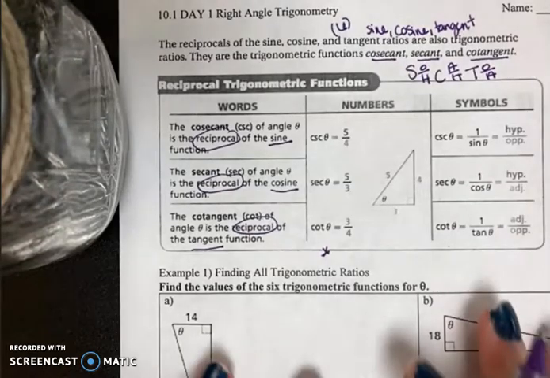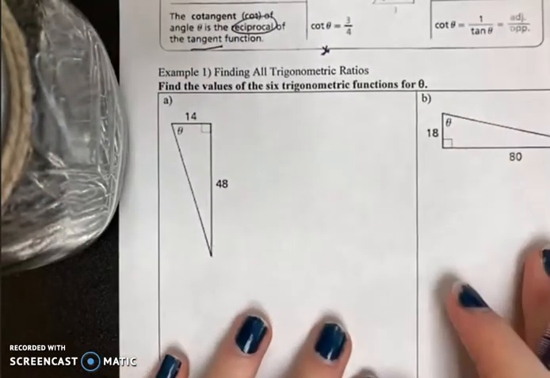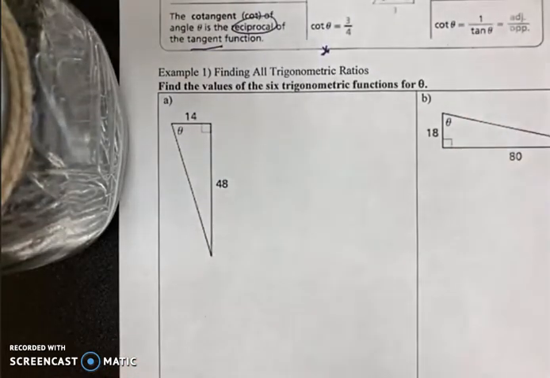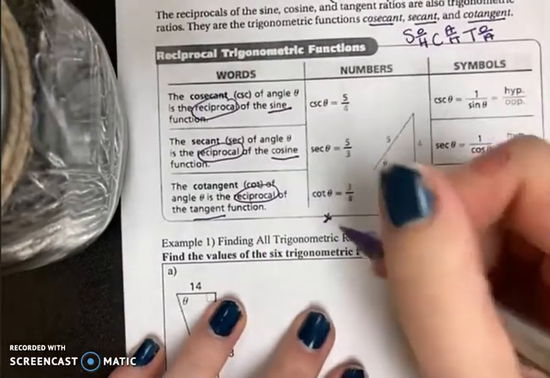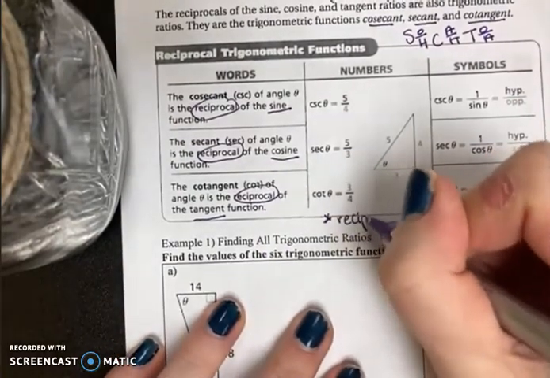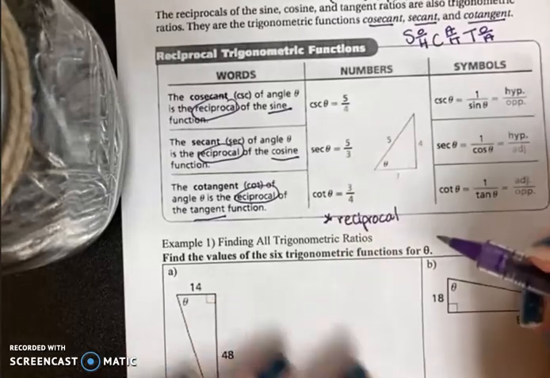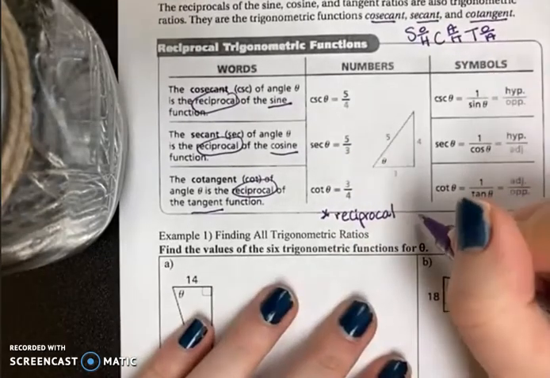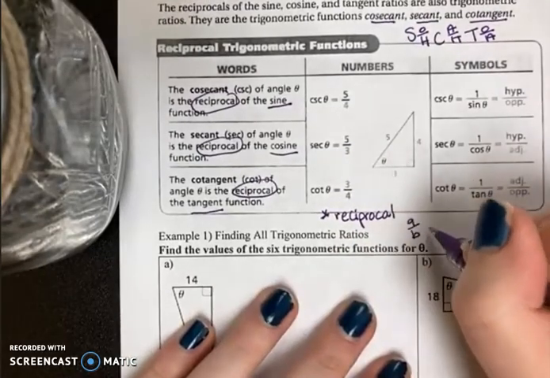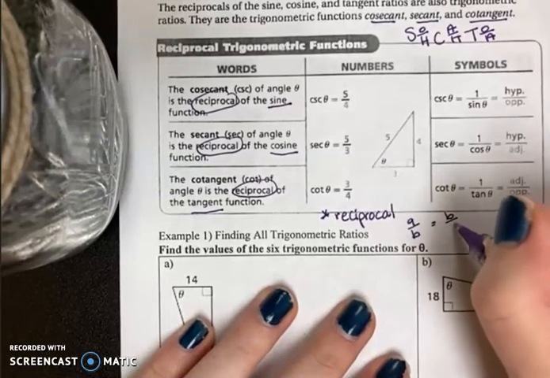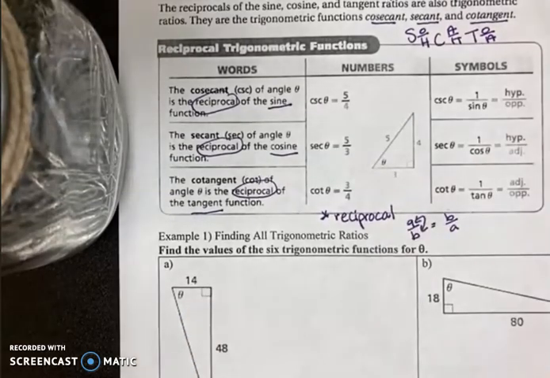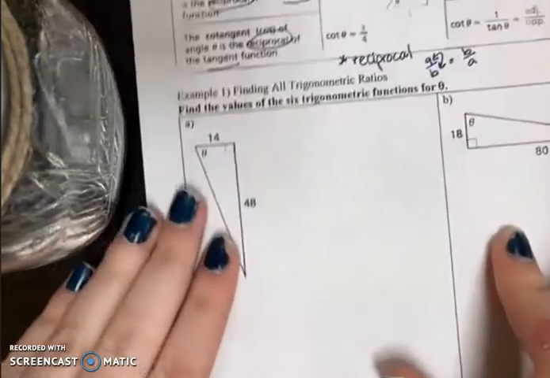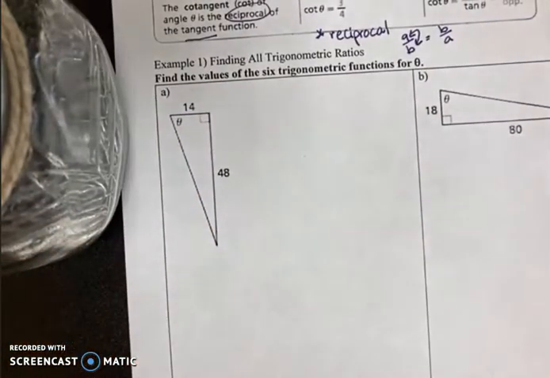Let's just try a problem right away. Actually, just checking that we know what reciprocal means. If I start with A over B, the reciprocal would be B over A. You just flip the numerator and denominator. Okay, so let's try an example now.